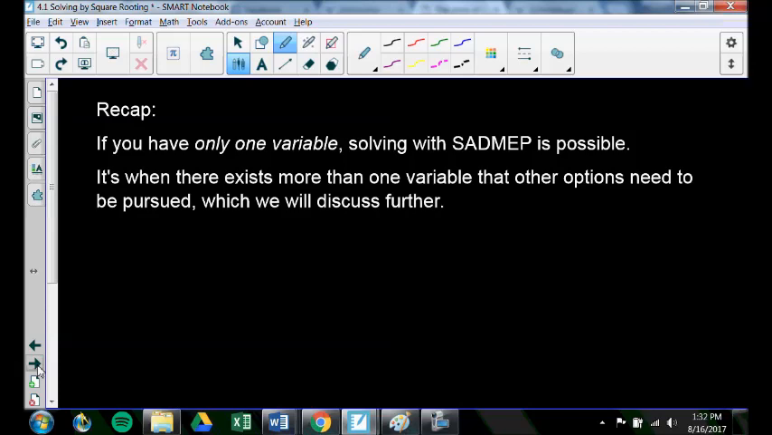If you only have one variable, then you can solve with just SADMAP. If you have more than one variable, you're going to need some other options to be pursued, which we'll talk about later. Today we just dealt with one variable.